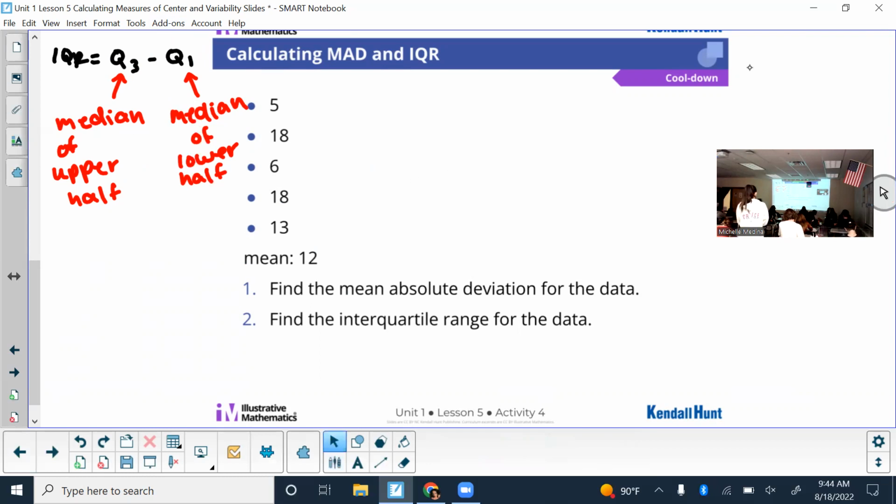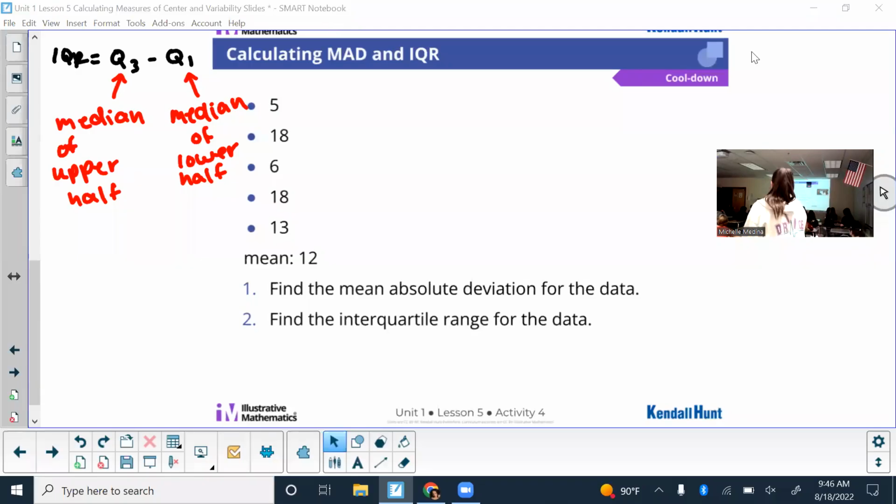Everybody, we are currently in a modified lockdown. Please be sure. So before you identify Q3 and Q1, what do you have to identify first?